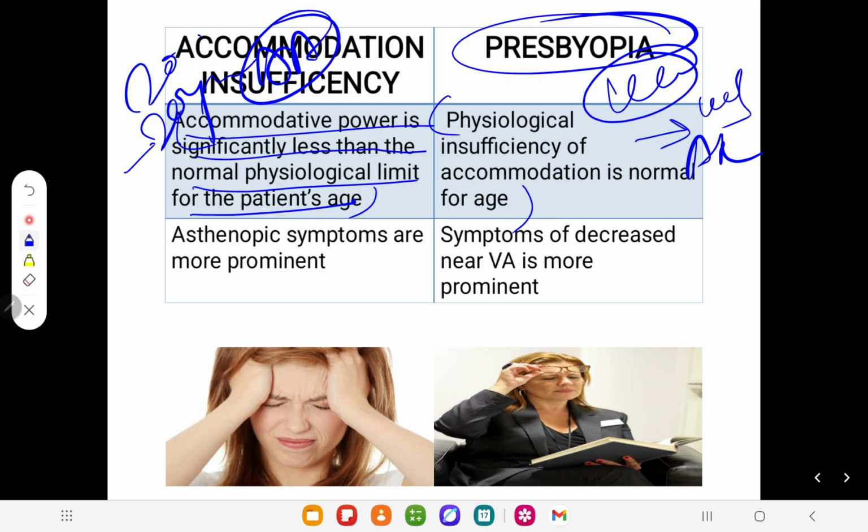Another difference is that in accommodative insufficiency, asthenopia is prominent. Early presbyopia definitely has asthenopic symptoms, but not so prominent. In presbyopia, the symptom of decreasing near visual acuity is more prominent. Presbyopia is an old age condition, whereas accommodative insufficiency you can see a lot of the time in young children and young adults.